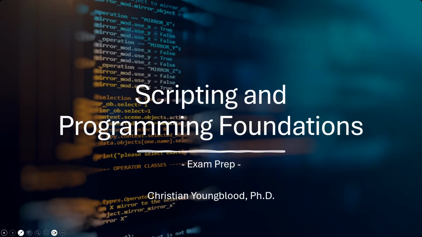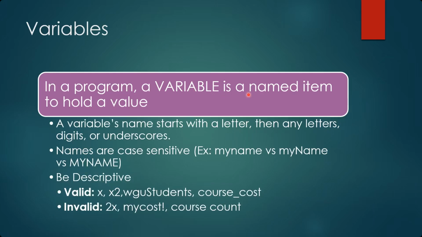It says, in a program, a variable, of course, is a named item to hold a value. Here are the naming rules. It does start with a letter. Cannot start with anything other than a letter, A to Z. Then any letters, digits, or underscores. That means you can start with a letter and then have a number, a digit, or an underscore. Names are case sensitive. Don't forget about that.